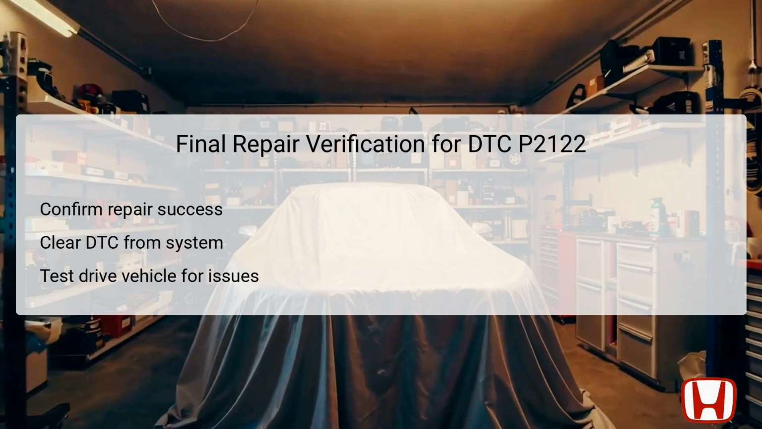During this test drive, pay special attention to any signs that could suggest lingering problems, such as erratic throttle response or the activation of the check engine light. This verification process is essential to ensure that all systems are operating well and that the driver can safely operate the vehicle without further concerns about performance.